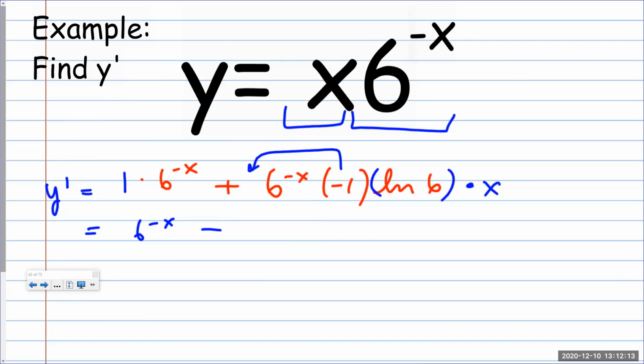So this will be negative 6 negative x. Still has the ln of x and 6. So those are all the same. But the negative 1 can be moved to the front. So you have a negative here. And then this one, all you do is drop the 1.